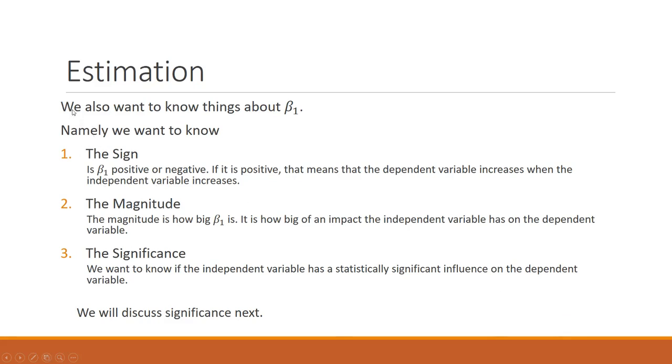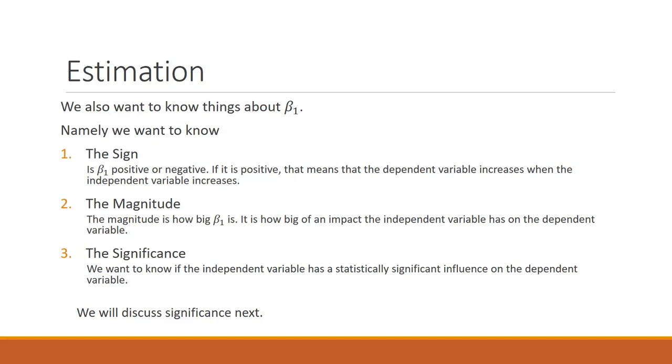So estimation. We also want to know things about beta 1. That's what we're most interested in. We want to know the relationship between our dependent variable and our independent variable. Namely, we want to know the sign. Is beta 1 positive or negative? If it's positive, that means the dependent variable increases when the independent variable increases. We also want to know the magnitude. That is, we want to know how big beta 1 is.